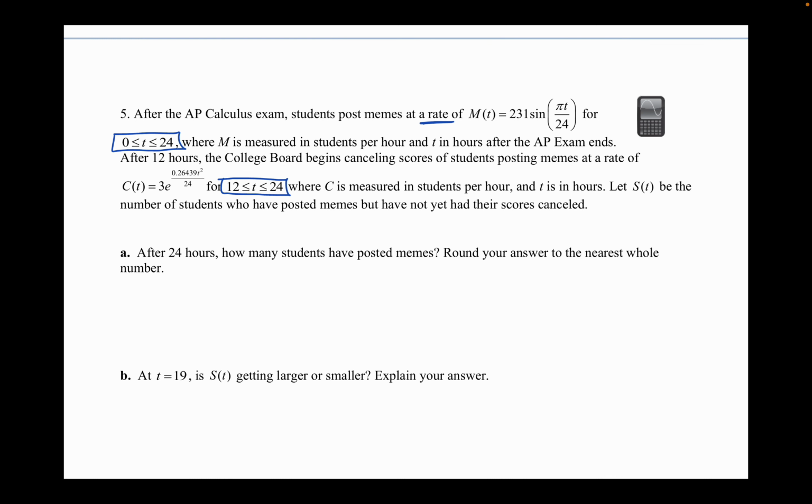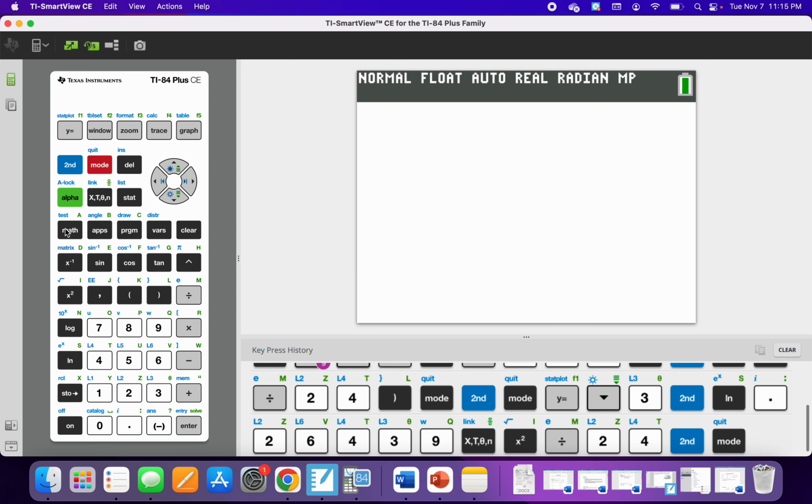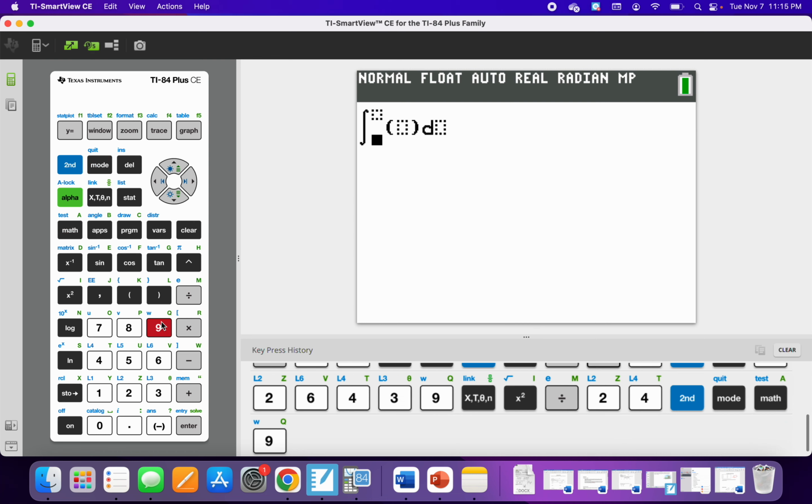So we're going to take the integral from 0 to 24 of M of t dt, because that is the area under the curve from 0 to 24 hours. And that will give us the amount of students who have posted memes. I'm going to show you how you can take this integral on your calculator. The math button is our friend. If you go to math, the 9th option is an integral. So we're going to take the integral from 0 to 24.